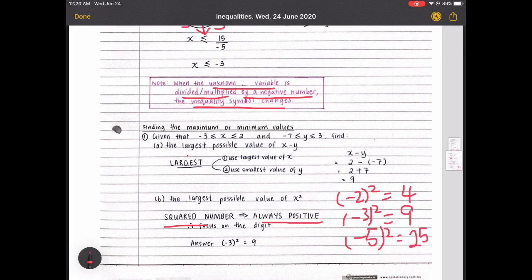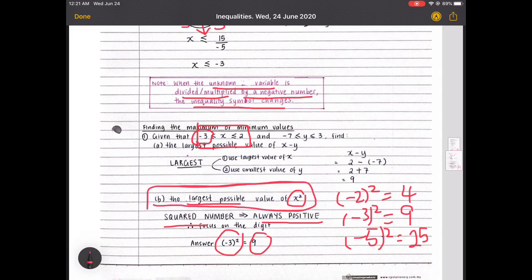So if you want the largest possible value of x squared, you look at the range of x, but you don't focus on the negative sign. So you just find what is the largest digit. So the largest digit will be 3, right? So you sub in 3 into the x squared and you get 9, which is the largest possible value of x squared. So that is all for today.